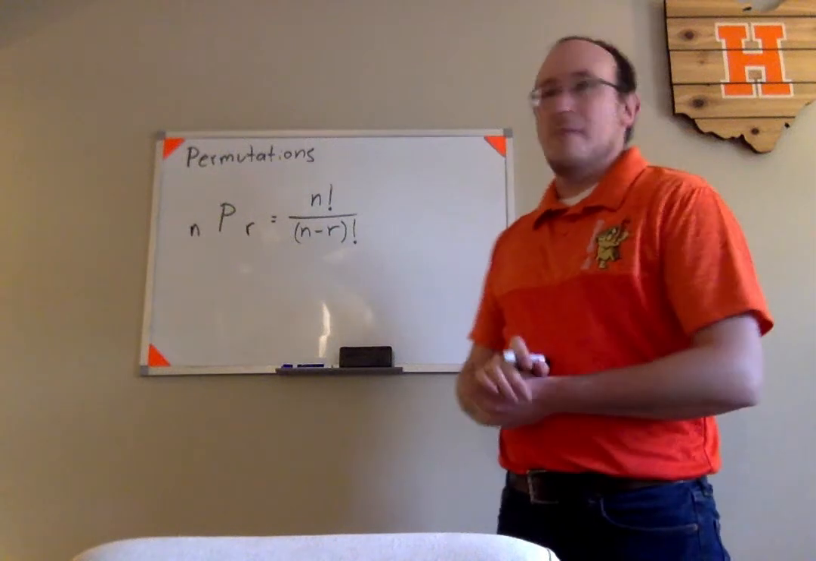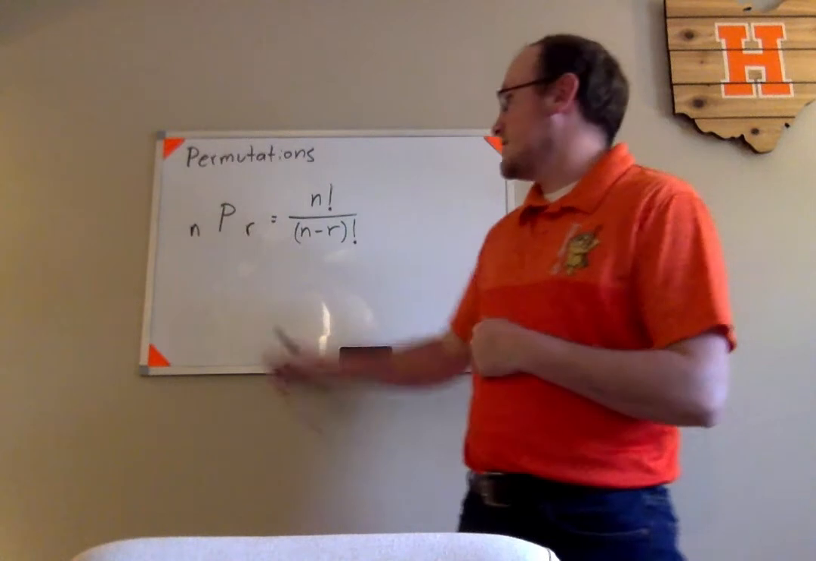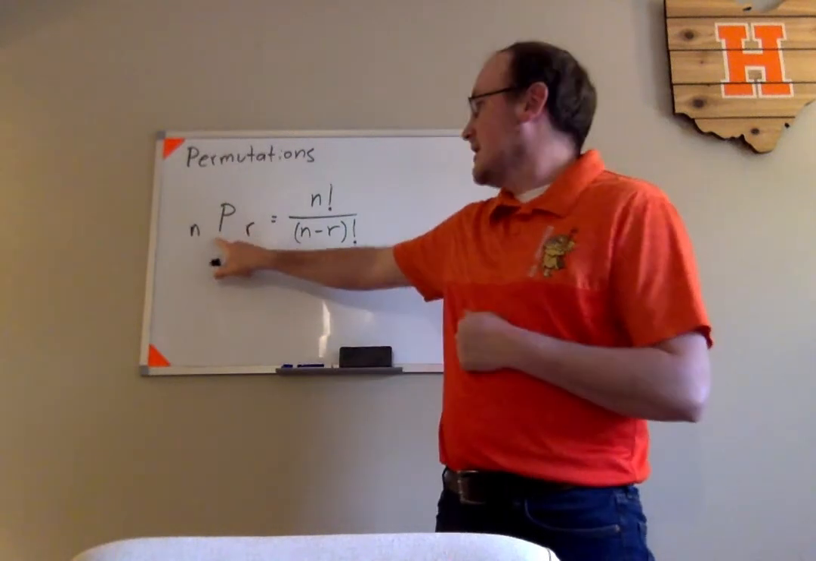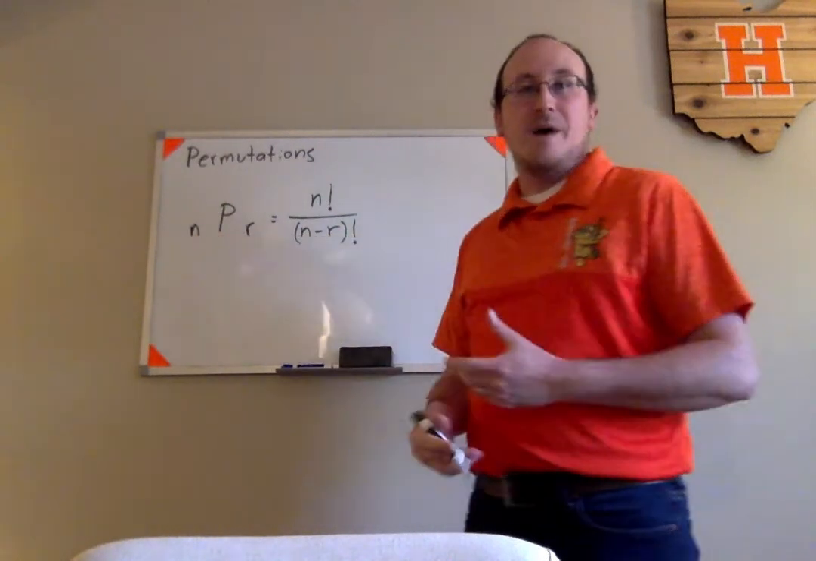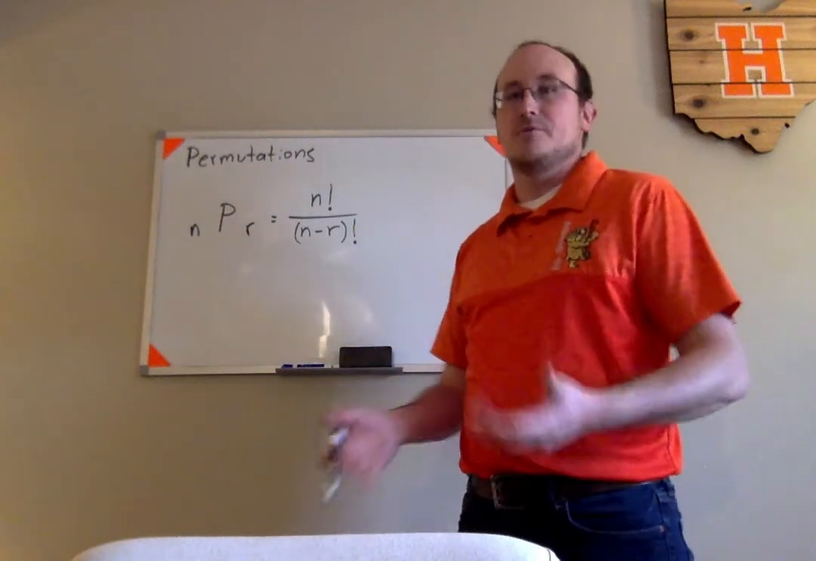Let's talk a little bit now about permutations. Here I have a formula for computing the number of permutations, P for permutation. N stands for the number of objects I have to choose from, and R stands for the number of those objects that I'm going to select.